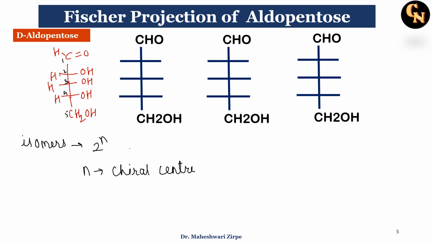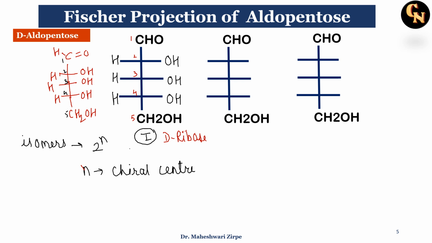The first structure. This is your OH, OH, OH, H, H, and H. And the first structure name is D-ribose. What is the name of the first structure? D-ribose, where all the OH are on the same side. Now if you see the number of carbons, 1, 2, 3, 4, and 5. Now how many chiral centers are there? N indicates the chiral center.